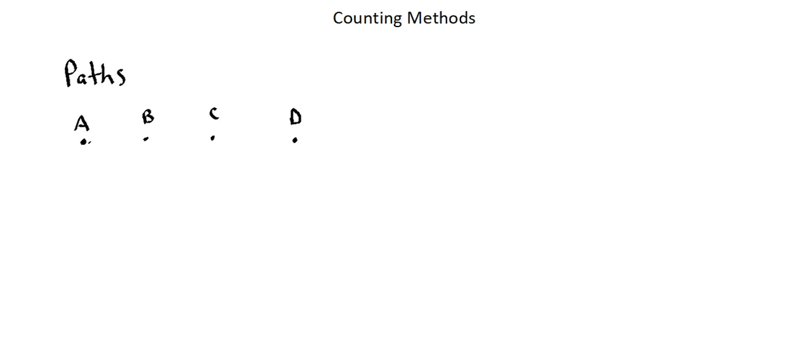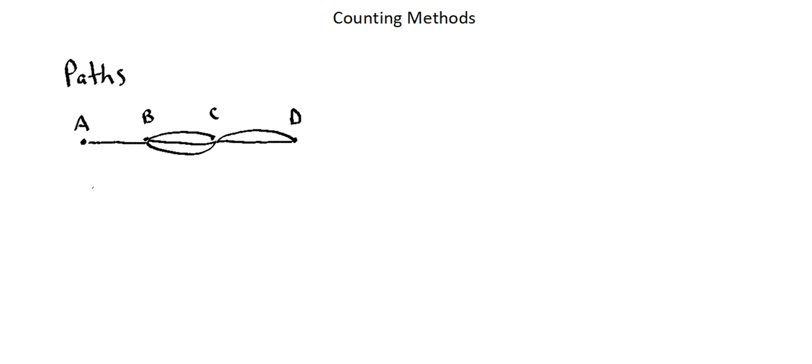Now, if the only route from A to D is through B and C, then there's only one path from A to D. Now, in another possibility, we have three routes to get from B to C and two routes to get from C to D.